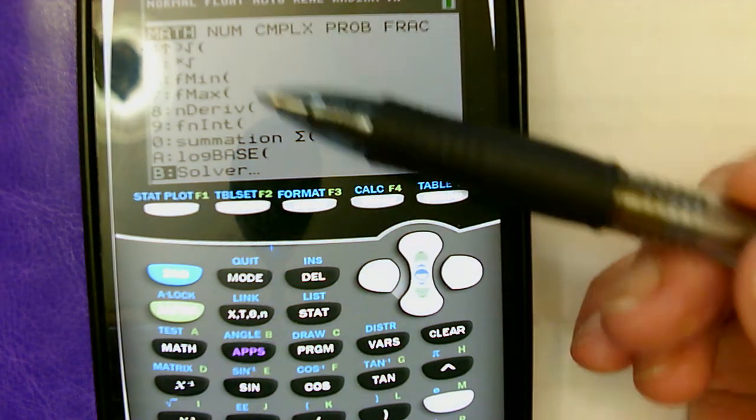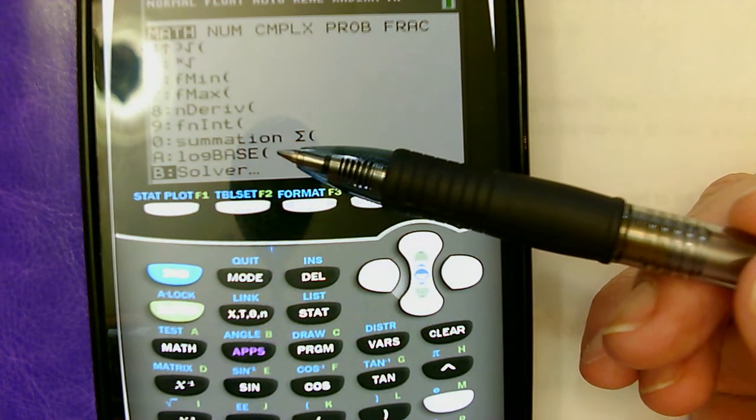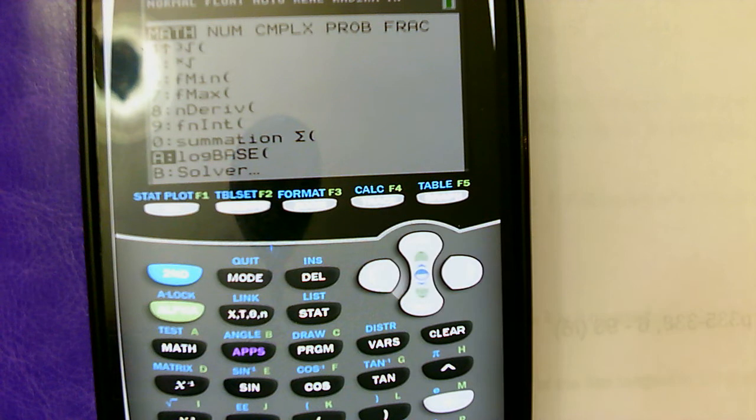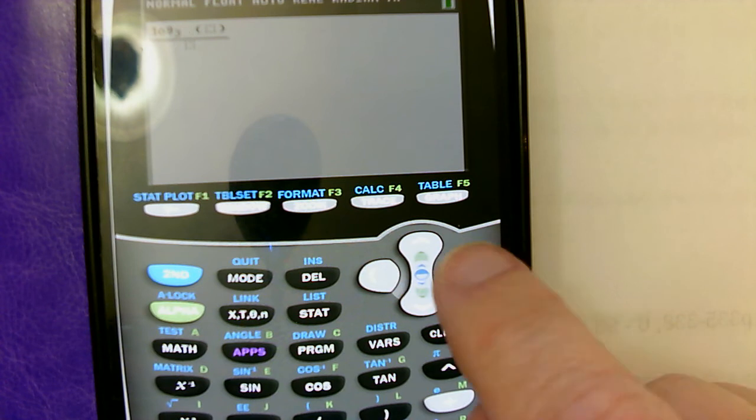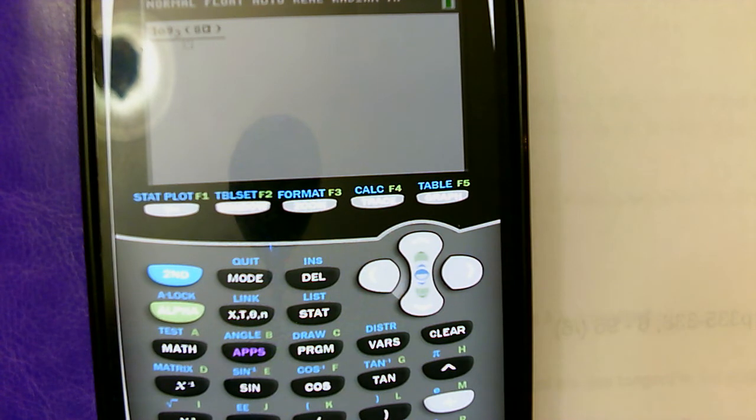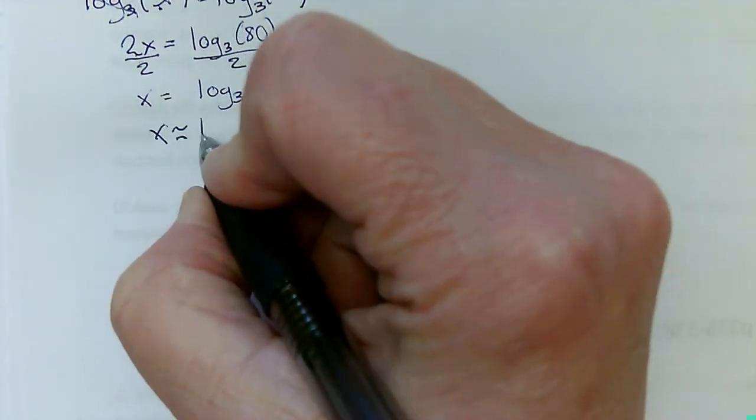Under math A, log base, if you choose that and hit enter, it's asking me for the base, log base 3. I use the arrows to move around in the template of 80 divided by 2. And I get 1.994. Remember, I ask you to round to 3 decimal places, so that would be 1.994 for the approximation.